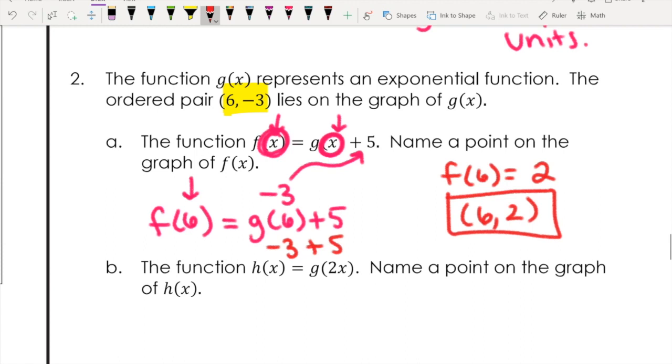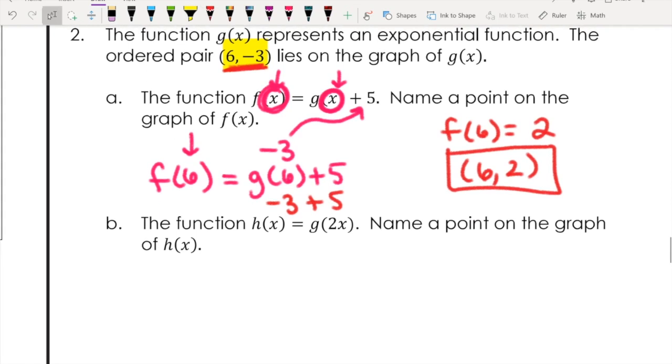So again, all that I did was I inputted 6 here. And then I figured out g of 6 is the same thing as this right here. g of 6 was negative 3. Negative 3 plus 5 is 2. Okay. The next one, the function h of x equals g of 2x. Name a point on the graph of h of x. So the only point we know is g of 6, and we know g of 6 is -3.